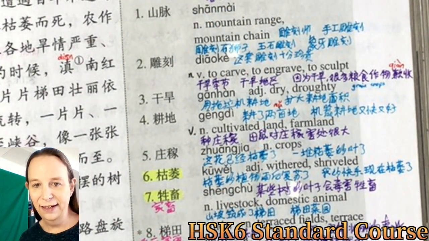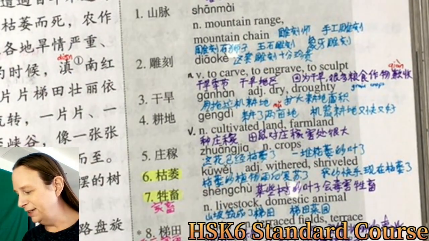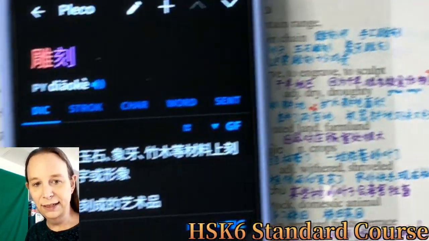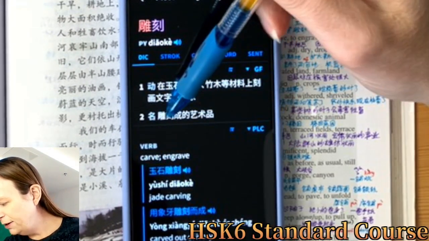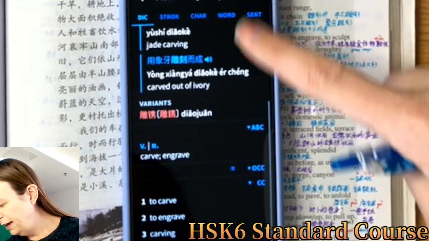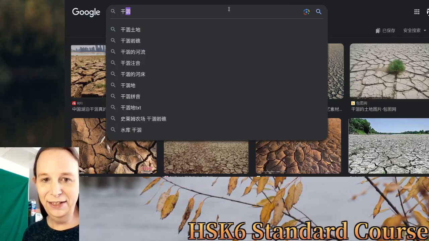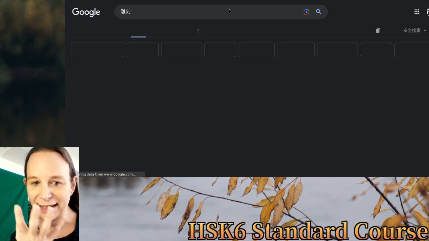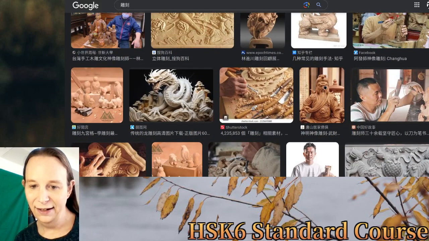Next, 雕刻. 雕 is to carve and 刻 is to carve. They both mean to carve, right? 雕刻, to carve and a carving. Carve, engrave. 雕刻成的艺术品. Okay, so let's first look at some images, because when you get an image of a 雕刻, it's much more vivid and easy to remember. All right, so you now know what a 雕刻 is. So is that 教育? I don't know. 神明? No, maybe it's not 教育.